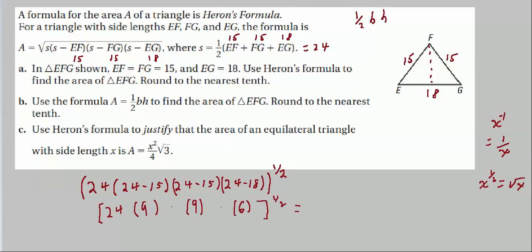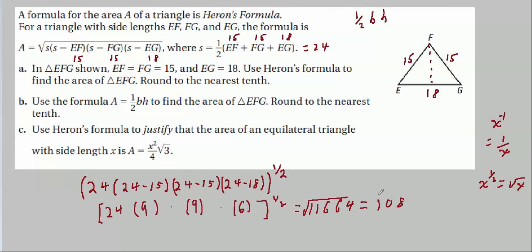And 24 minus 15 is 9. 24 minus 18 is 6. So we got 24 times 9 times 9 times 6. Well, if we do all this and take the square root, I get 108 for the area using Heron's formula.